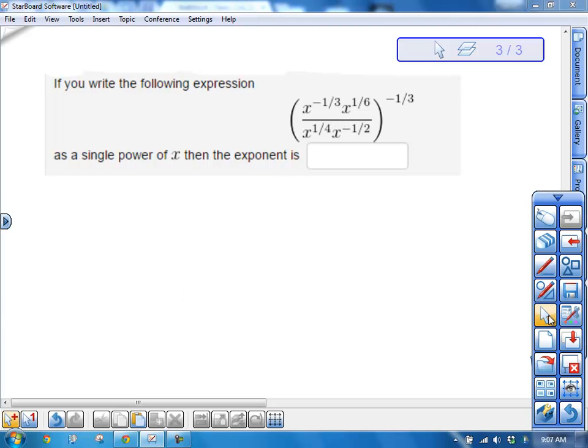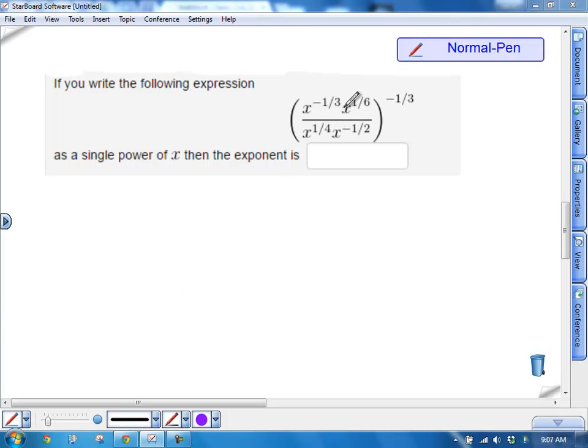Alright, so this is a really tough problem because the exponents are hard to deal with, they're fractions. But if you follow your properties of exponents, the top becomes x to the negative 1/3 plus 1/6. You need a common denominator, so multiply top and bottom by 2, and you get negative 1/6.